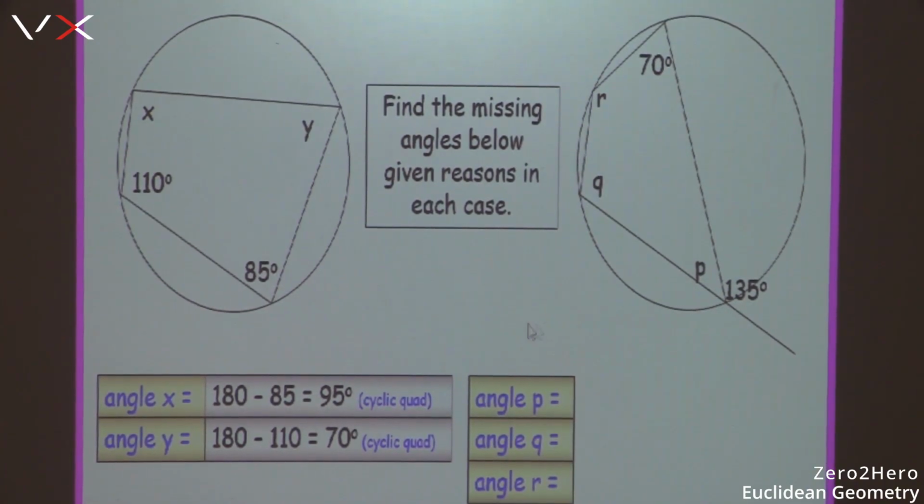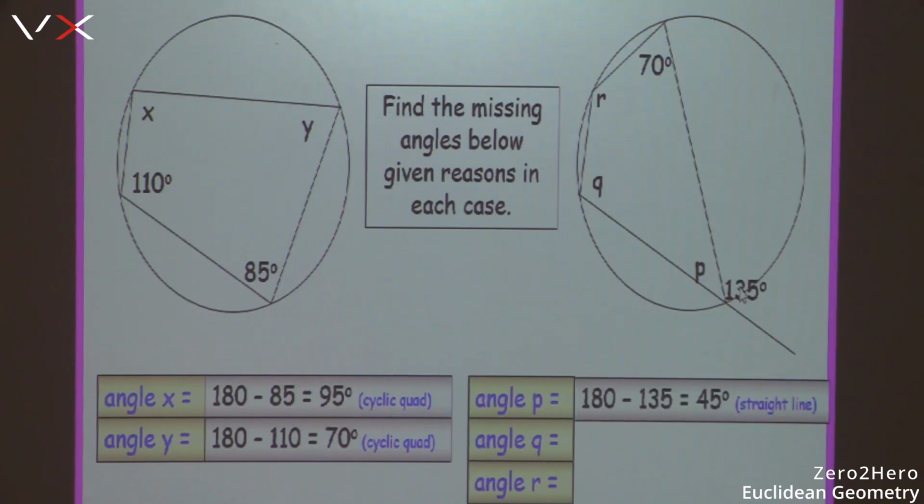Let's look at P. This is where P is. Remember, I said to you, you must be able to see the basics that we've done earlier on, even in a complicated diagram. What do we call angles in a straight line? When I add these two, what do I get? 180 degrees. So 135 plus P must give me 180 degrees. If I'm looking for P, I will say 180 minus 135 to get P, which is equal to 45 degrees.